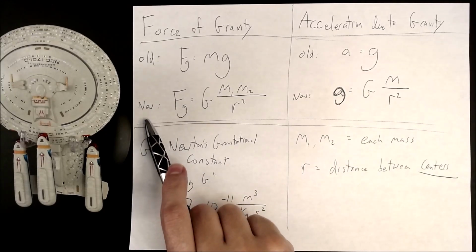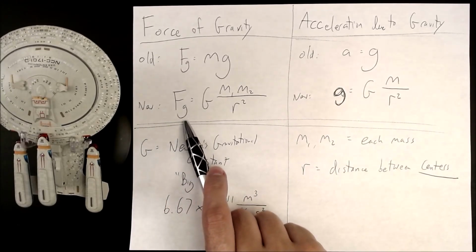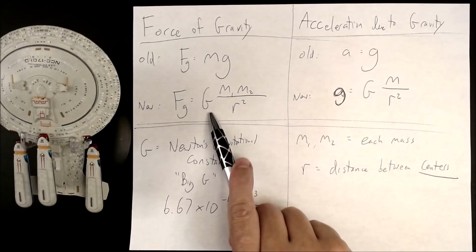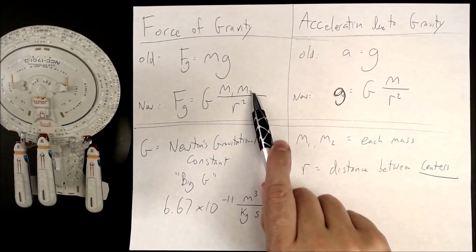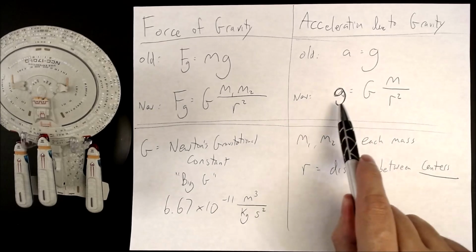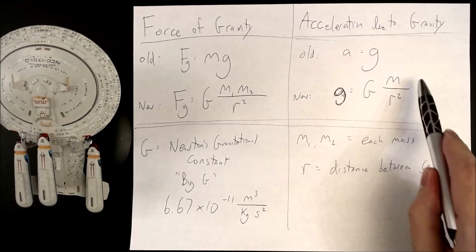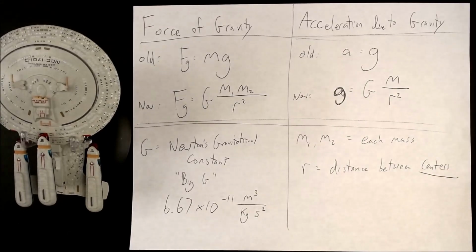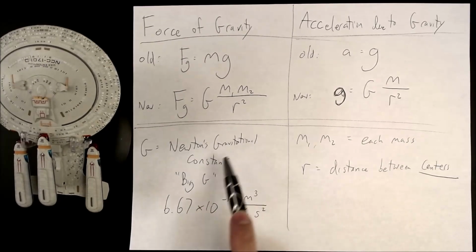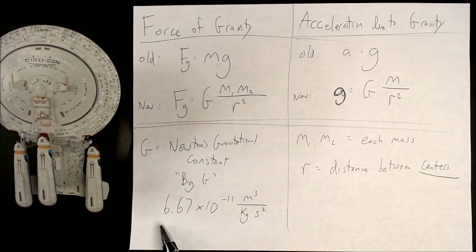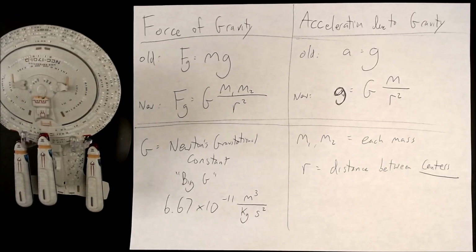The new equations that we're going to be using are that the force of gravity is equal to big G times m1 times m2 over r squared, and the acceleration due to gravity is big G times m over r squared. Now, you can see these equations, but if you don't know what anything means, then it's kind of useless for you. Big G, Newton's gravitational constant. It is 6.67 times 10 to the negative 11 meters cubed per kilogram second squared.